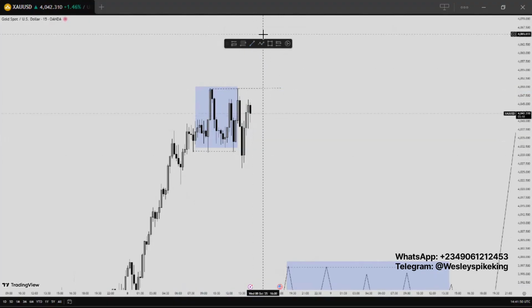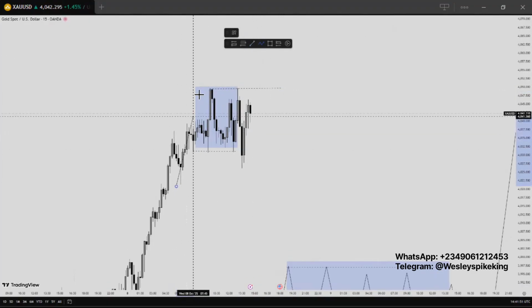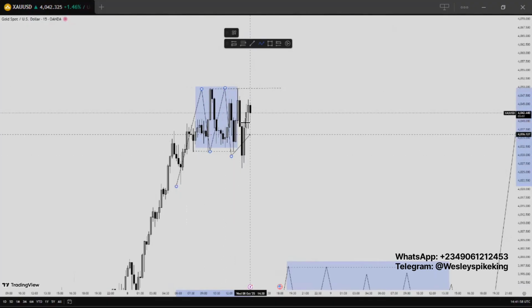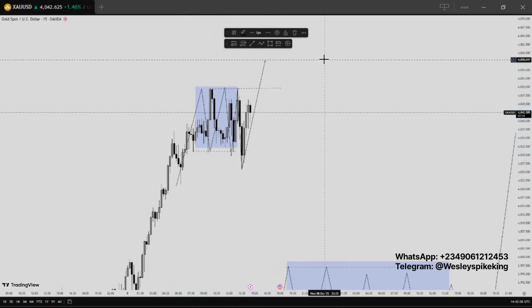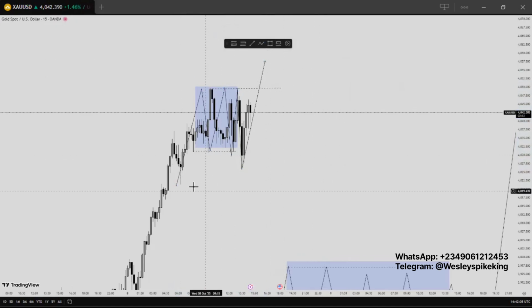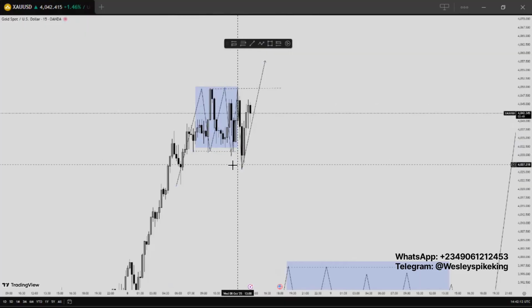Now, what did price do? You see, a rally, it consolidated. Accumulation here. Next, it manipulated here, grabbing sell side liquidity, mitigating the point of interest here, and then currently it's going bullish. A rally base for entries, manipulation, price grabs liquidity, and then it goes bullish.